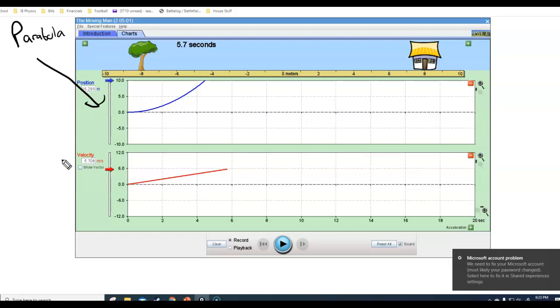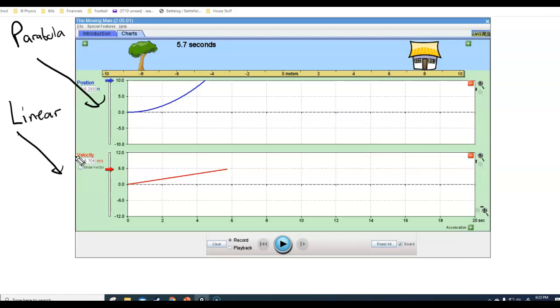The velocity time graph, notice, is now linear. Because the velocity is increasing, but it's increasing at a steady rate because the acceleration is constant. And so the shapes of the graphs have changed completely. In other words, just looking at a graph, you should be able to tell whether or not an object is moving at constant velocity or whether it's accelerating, just based off of the shape of the graph.